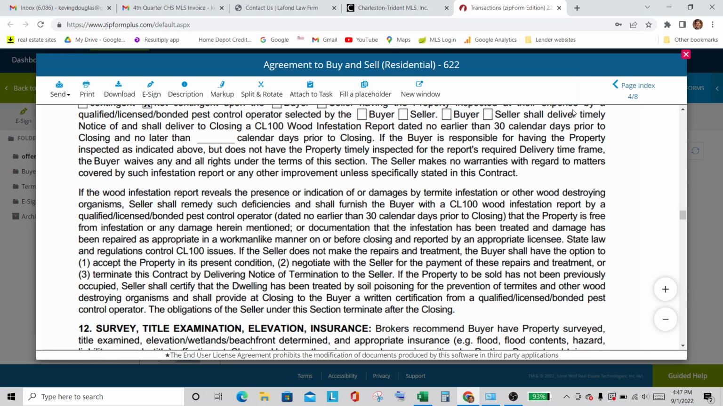It can't be done more than 30 days prior to closing, so I usually put 15 days here, which is the date that you have to have it done by. So between 30 and 15 days before closing.